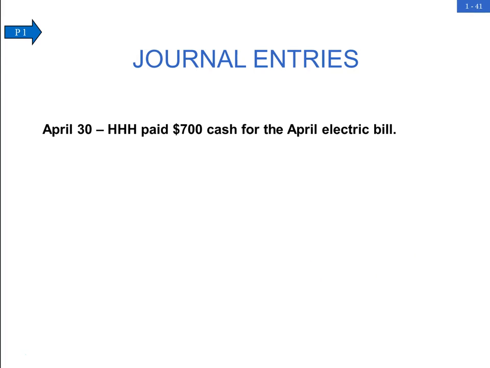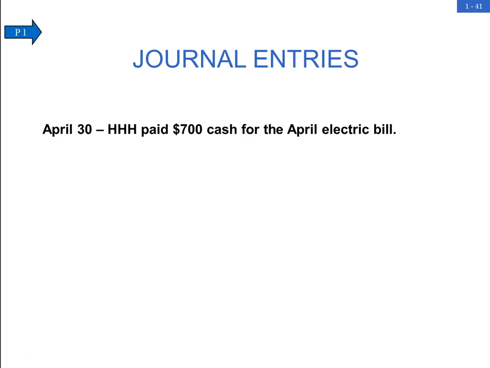April 30th, Harriet the Haircutter of Hollywood pays $700 cash for the April electric bill, right? The month that just passed. So ask ourselves, we're spending this cash. Are we getting an asset that will benefit us in the future, or have we used up the $700?